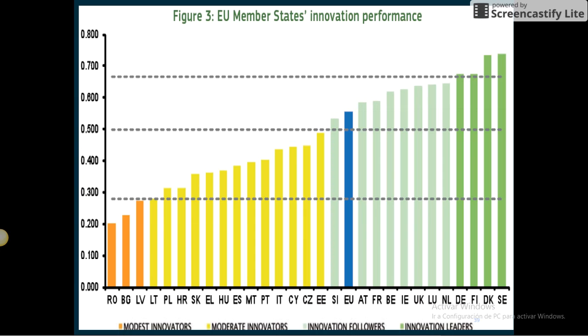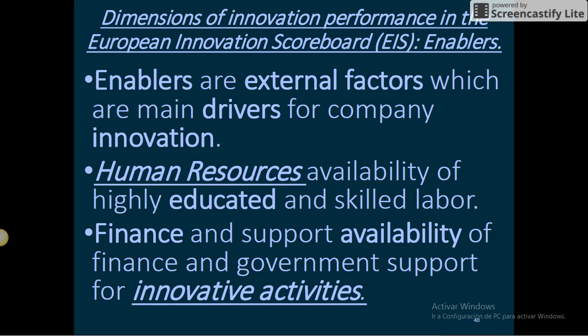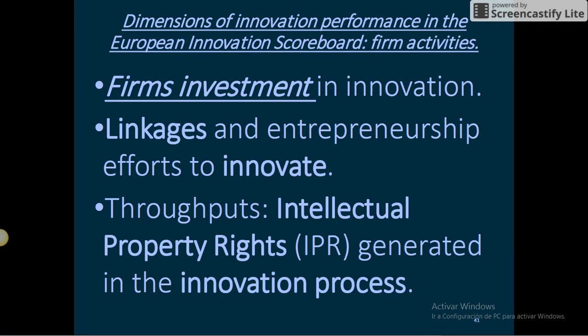Figure 3. European Union Member States Innovation Performance. Dimensions of innovation performance in the European Innovation Scoreboard, EIS. Enablers. Enablers are external factors which are the main drivers for company innovation. Human resources: availability of highly educated and skilled labor. Financing and support: availability of finance and government support for innovative activities. Dimensions of innovation performance in the European Innovation Scoreboard. Firm activities. Firms' investment in innovation. Linkages.